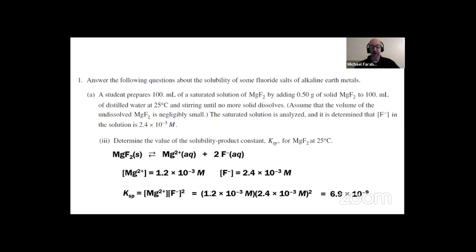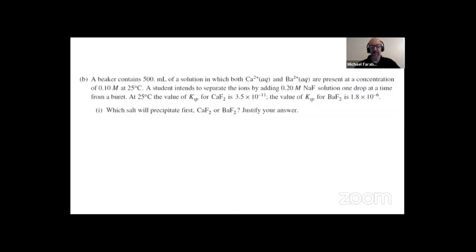All right, so we have a part B of this question, and now we're done with magnesium fluoride, and we're going to talk about some other fluoride salts from the alkaline earth metal family. We have calcium and barium. A beaker contains 500 milliliters of a solution in which both calcium ions and barium ions are present in a concentration of 0.1 moles per liter. The student intends to separate the ions by adding 0.20 molar sodium fluoride, one drop at a time, from a burette. And they're giving us the KSP value for calcium fluoride and for barium fluoride.